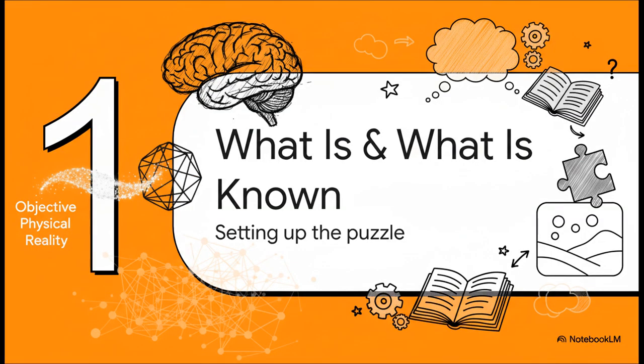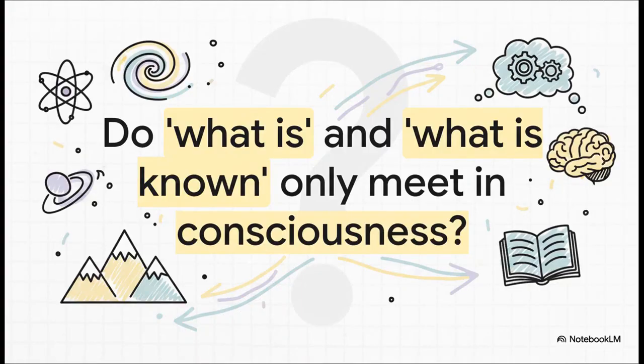First things first, we've got to wrap our heads around the basic puzzle we're trying to solve here. So here's the big idea, the central question for today. You've got the world, as it is, and then you've got what you know about the world. Now, what if those two things aren't really separate? What if the only place they ever actually come together is inside your own conscious experience?